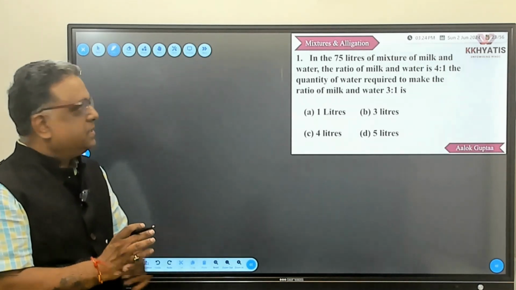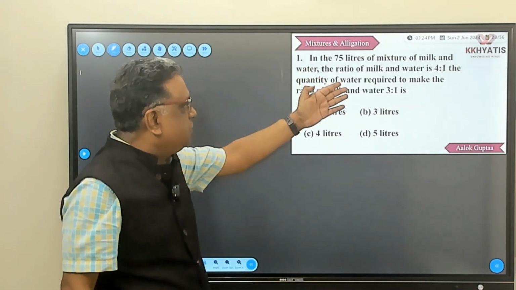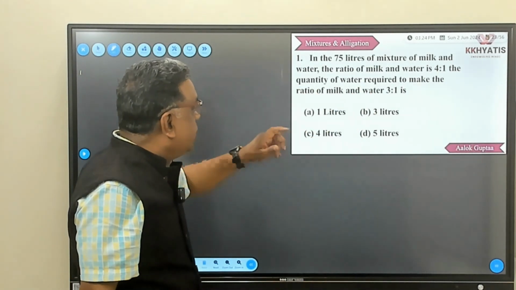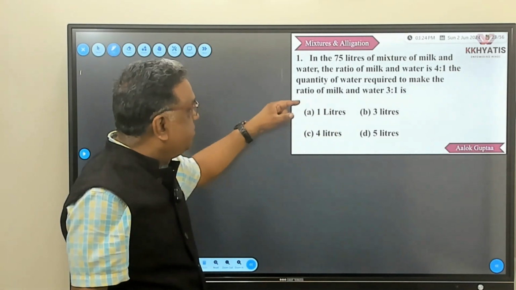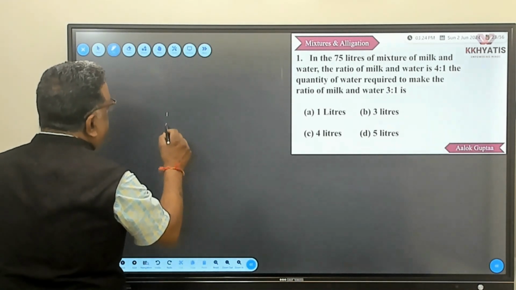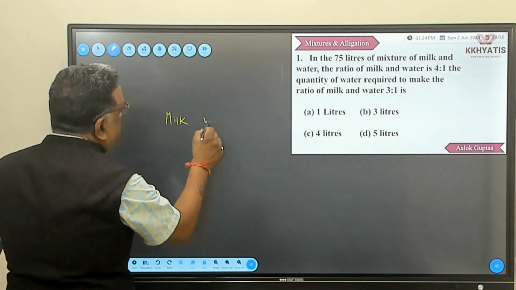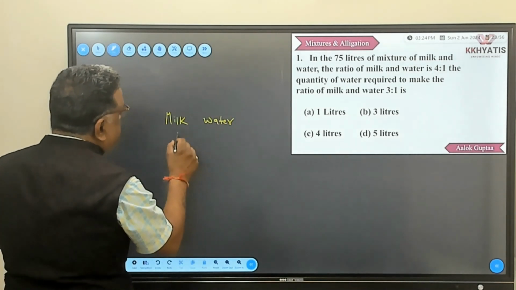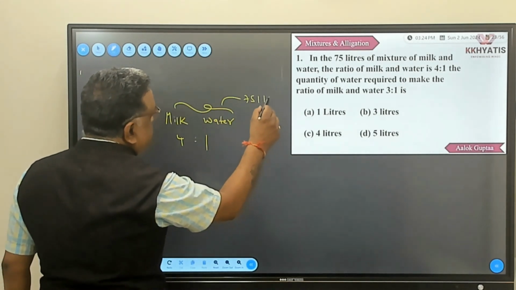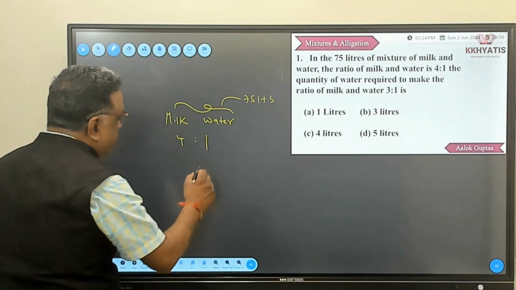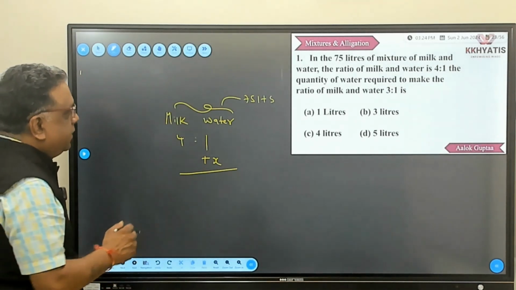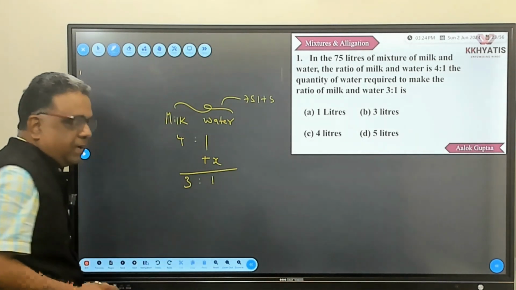So the first question in this session says, in the 75 liters of mixture of milk and water, the ratio of milk and water is 4:1. The quantity of water required to make the ratio of milk and water 3:1 is. So what are they trying to say? That I have a mixture in which there is milk and water, and the ratio is 4:1. And the total quantity is 75 liters. I need to add some water to it so that the resultant mixture will have a ratio of milk and water of 3:1.